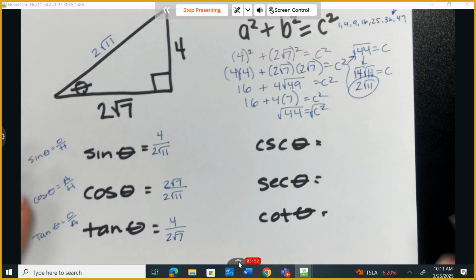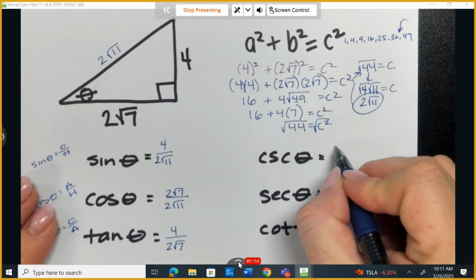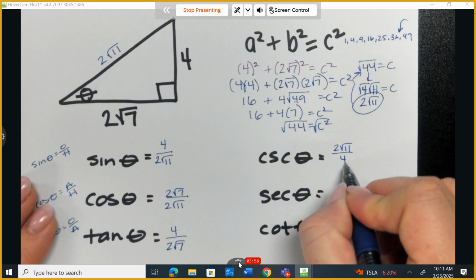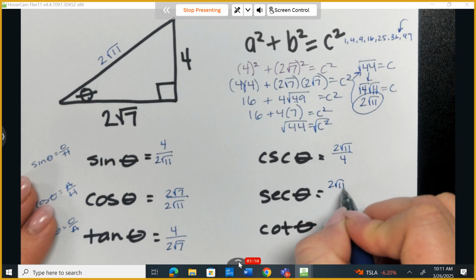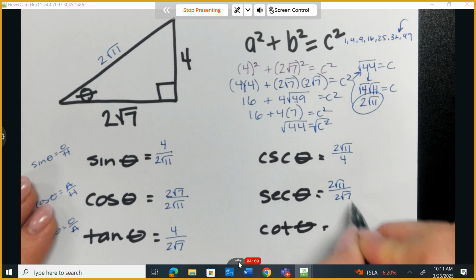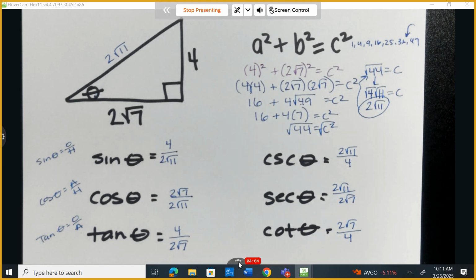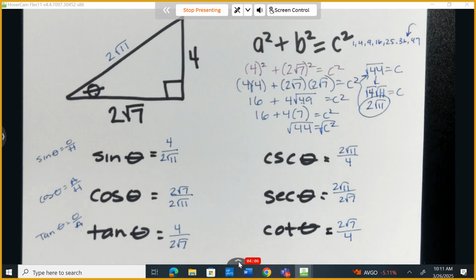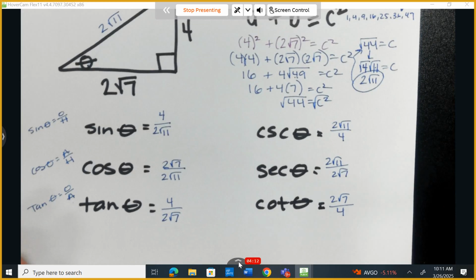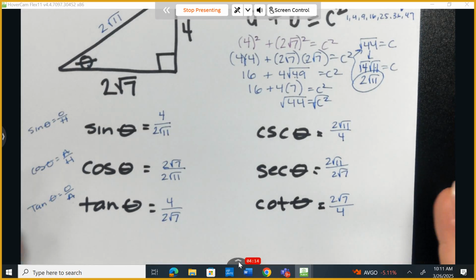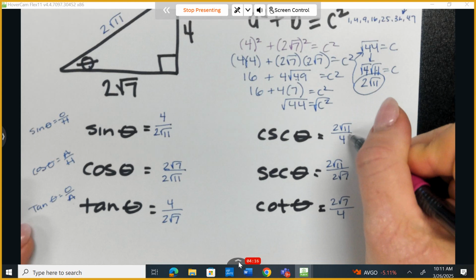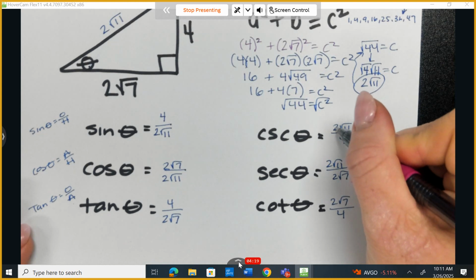Okay, now I'm going to start by flipping this. So I'm going to flip it: 2 square roots of 11 over 4, 2 square roots of 11 over 2 square roots of 7, 2 square roots of 7 over 4. And last, what takes a little more time is we need to put everything into proper form. What does that mean? It means our final answer cannot have a square root in the denominator. So this does not have a square root in the denominator, but look at 2 and 4.